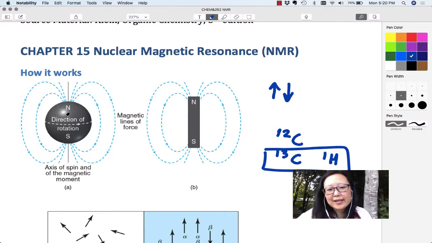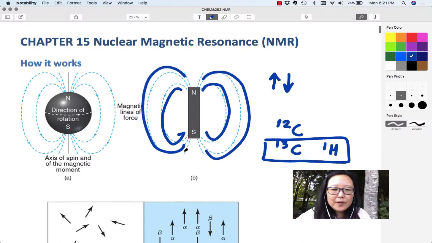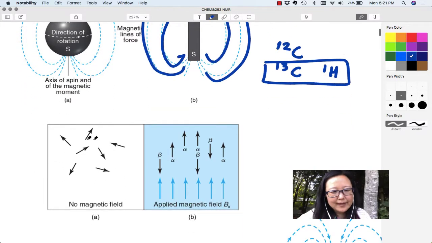So when you look at a nucleus and it has this property called spin, what is that? It's not that it's actually spinning, it's just this property that it's got poles. So think of a magnet. You've got a north pole and a south pole, and then there are these lines of magnetic force that emanate from there, okay? So when you have just a pile of magnets, let's say they're randomly distributed, going in all different directions, well, when you apply an external magnetic field, that will cause each of those individual magnets to align.